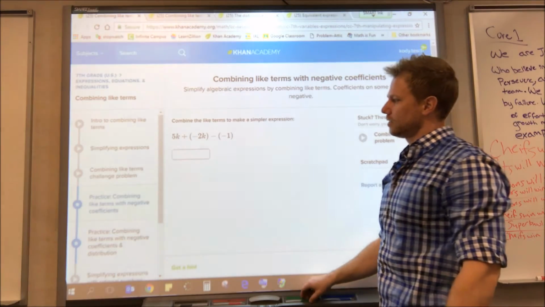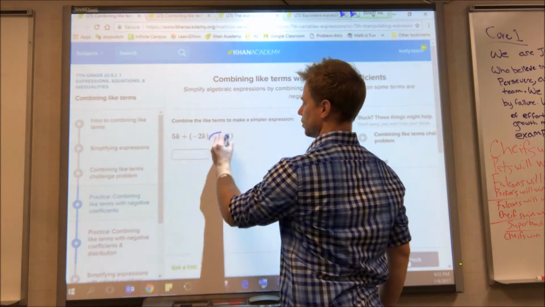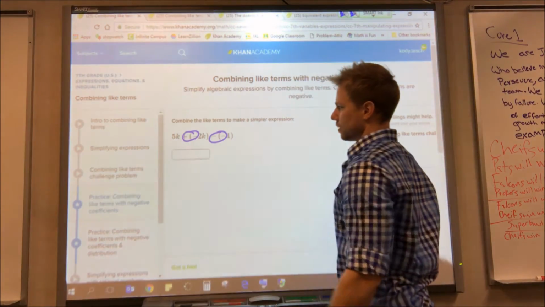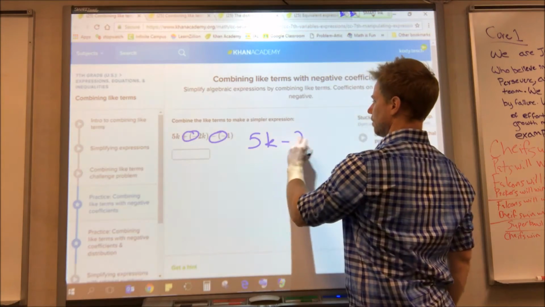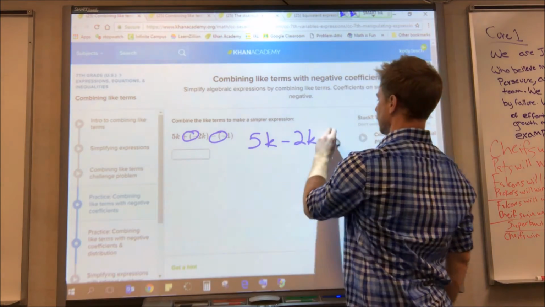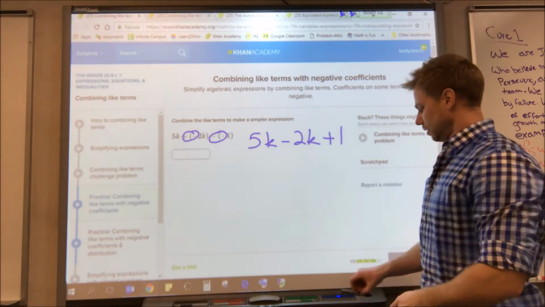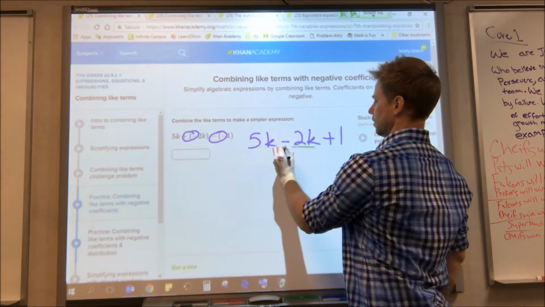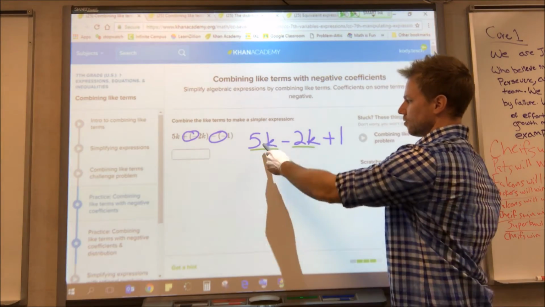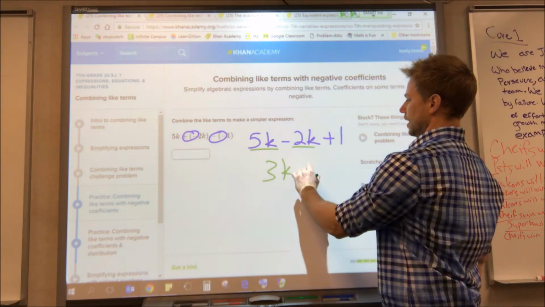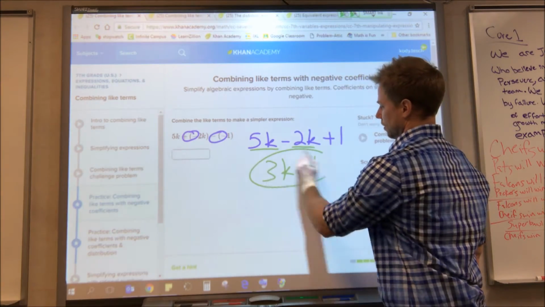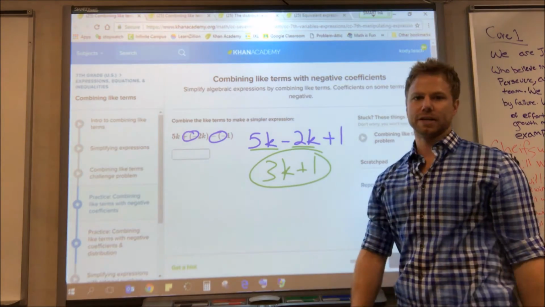And let's simplify signs first. Here we have two negatives. Here we have a negative and a positive. Negative and a positive becomes a negative. Two negatives make a positive. Like terms. We have like terms there. 5k minus 2k is 3k, and then plus 1 on the end. That's as simplified as we can make it.